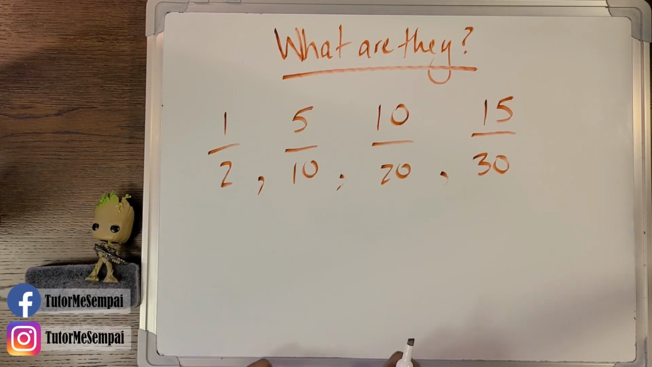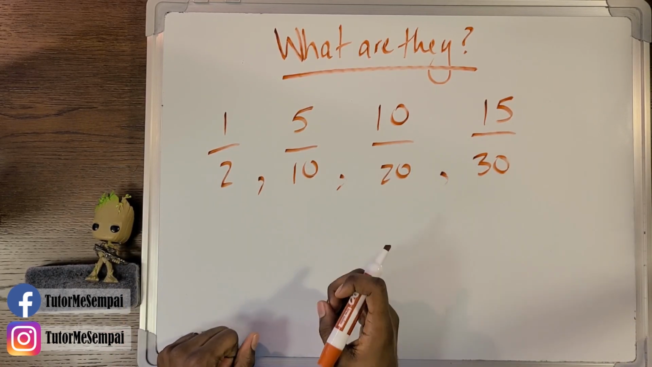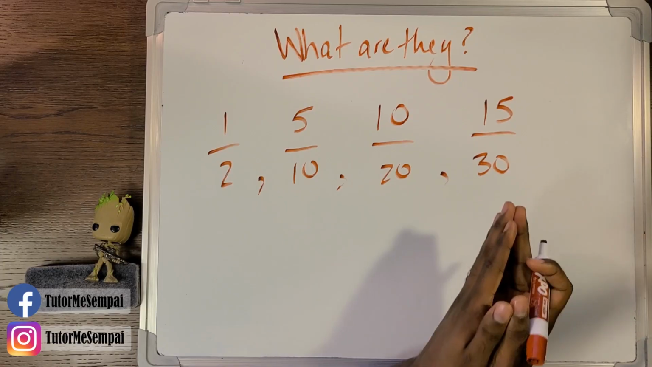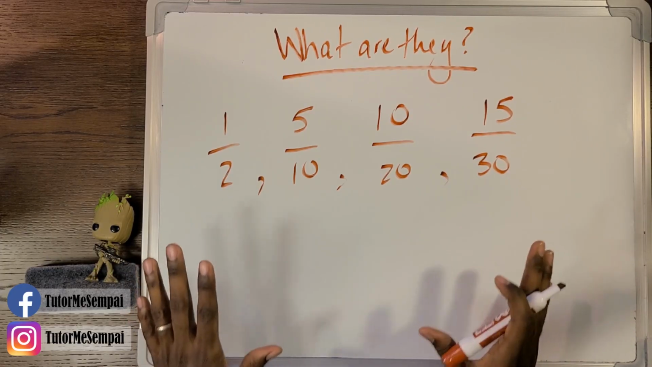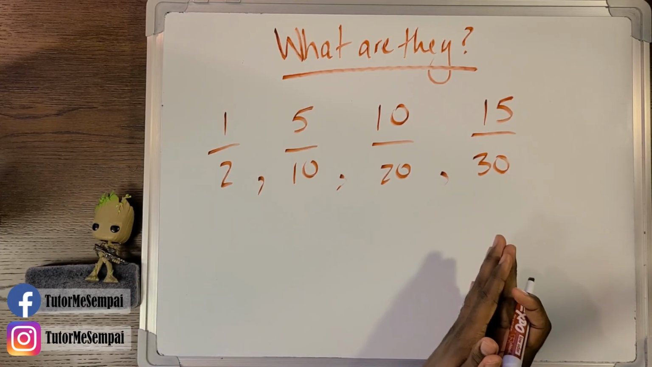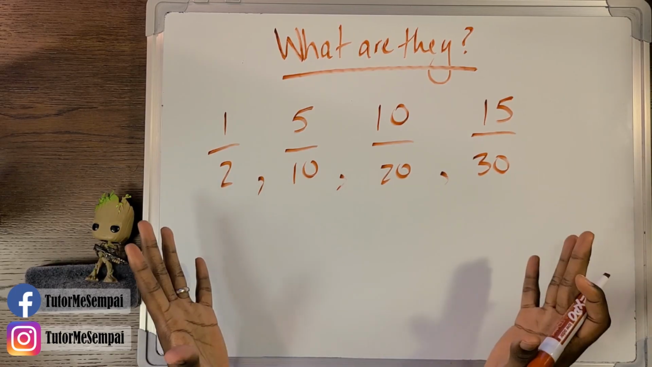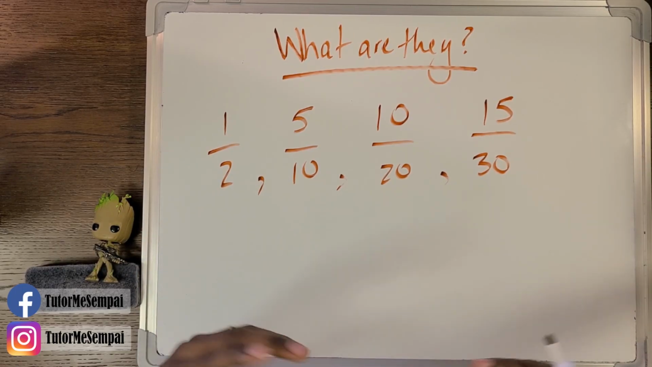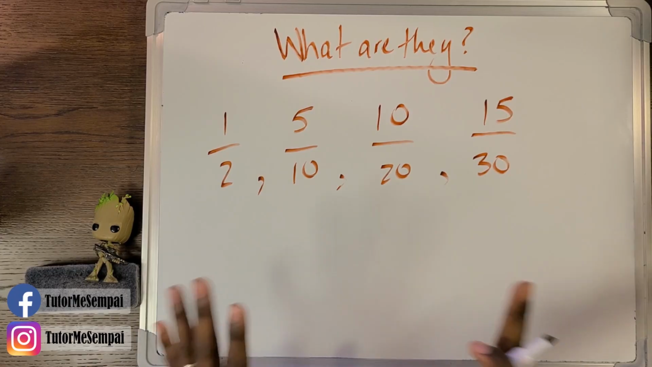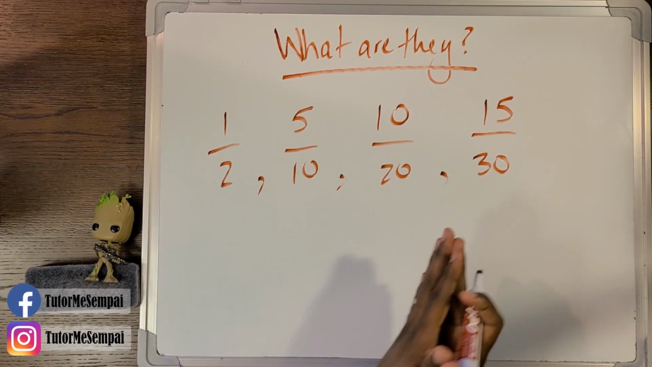Here we have four fractions: 1/2, 5 over 10, 10 over 20, and 15 over 30. These are what we call equivalent fractions. Now, these are not the only equivalent fractions we have. We have a ton more equivalent fractions. However, these are four such equivalent fractions.